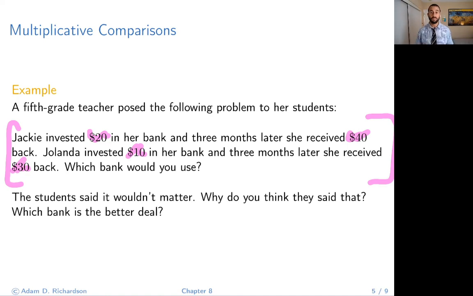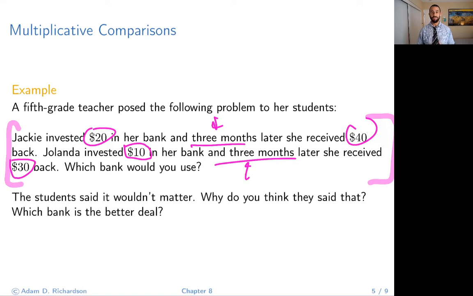Well, let's do a multiplicative comparison and see the difference between an additive comparison and a multiplicative comparison. Jackie invested $20 in her bank and doubled her money. But Jolanda invested $10 in her bank and tripled her money. She got 30 bucks back. So Jolanda's bank is offering the better deal because she tripled her money in the exact same amount of time that Jackie did. That's an important thing to keep in mind too. You have to make sure that the actual timeline in this case is the same. Otherwise, you have to do some changing of units, right?